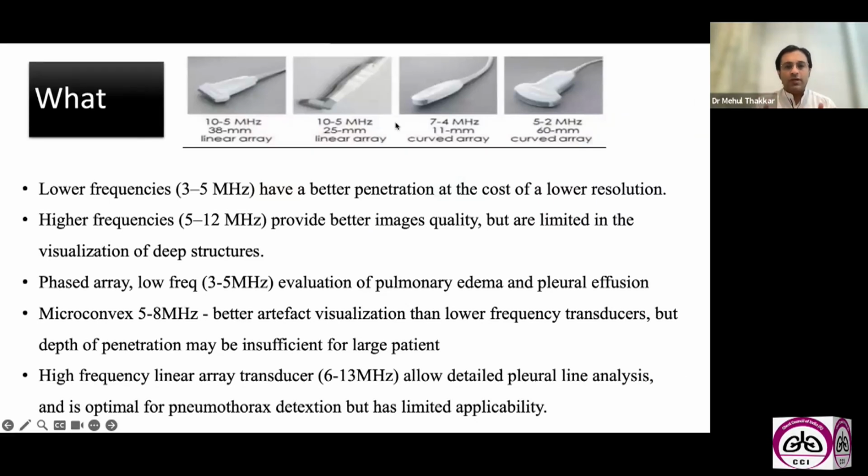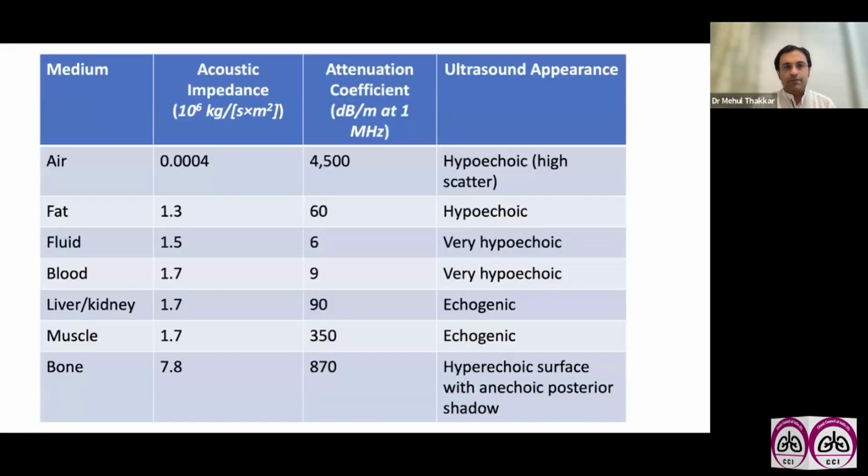In general, the lower frequencies have better penetration, but the resolution is not so great. Higher frequencies would have a better image quality, but their depth is limited. And the phased array one is the most commonly used because it's small, it can be moved anywhere. It can be used for cardiac purposes also. And I'll show you how we examine the patient. In difficult positions, the phased array probe is a good enough probe to be used. The linear probe is used only if you want to just detect whether there is an effusion or no effusion. The depth is limited and it's a good probe for that.